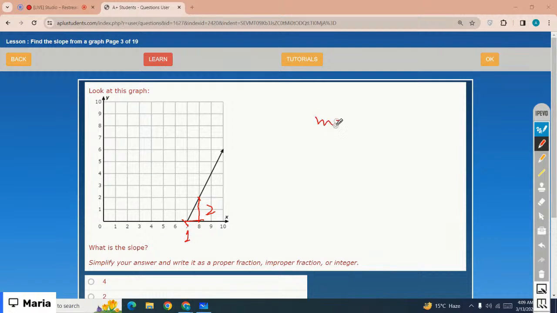So the slope is change in y divided by change in x. Y is changing by 2 and x is changing by 1. So that is 2 over 1, equals 2, the slope is 2. That is the easiest way to calculate the slope. Just select any 2 points on the line and make a triangle.